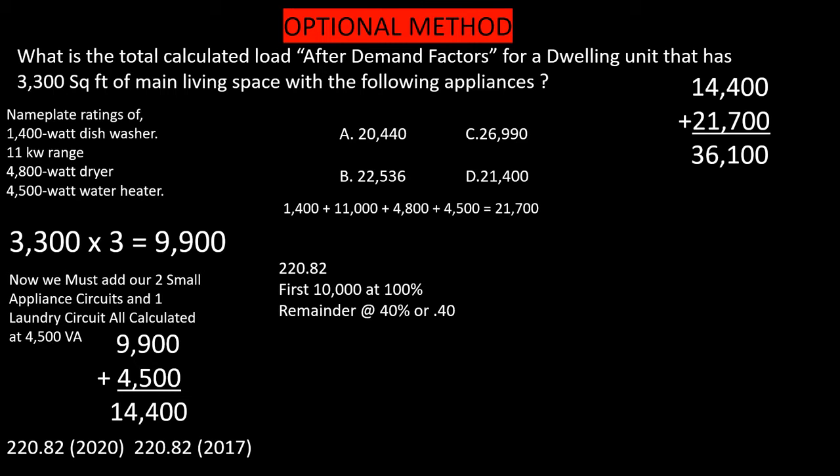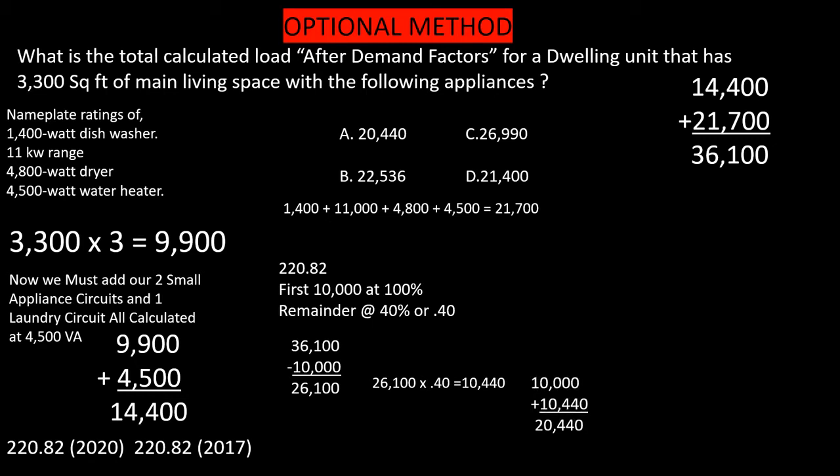When we're doing the optional method, we're going to take the first 10,000 VAs at 100%, just like we did before with the standard method, but it was a smaller amount. Then we're going to take that remainder at 40%, and then we're done. It makes it a lot simpler. So we're going to take that total of 36,100, set aside our 10,000, and that's going to give us 26,100. Then we're going to take that remainder, multiply it by the demand factor, which is 0.40, and that's going to give us 10,440.